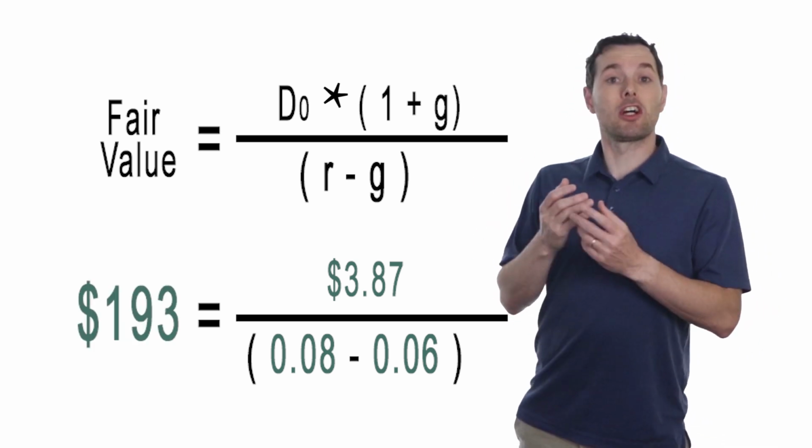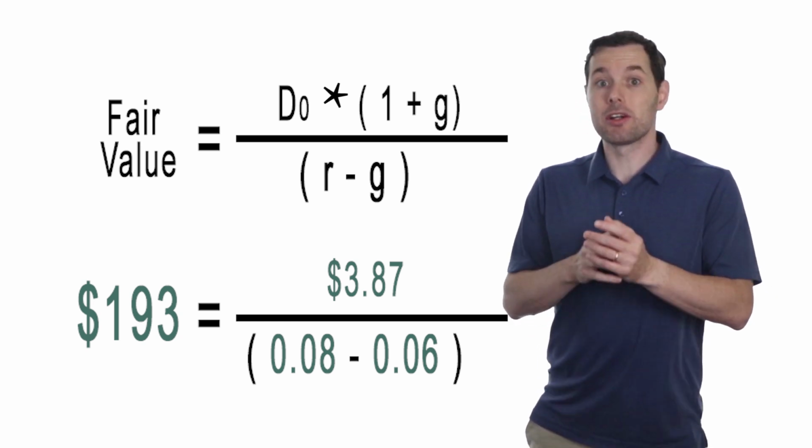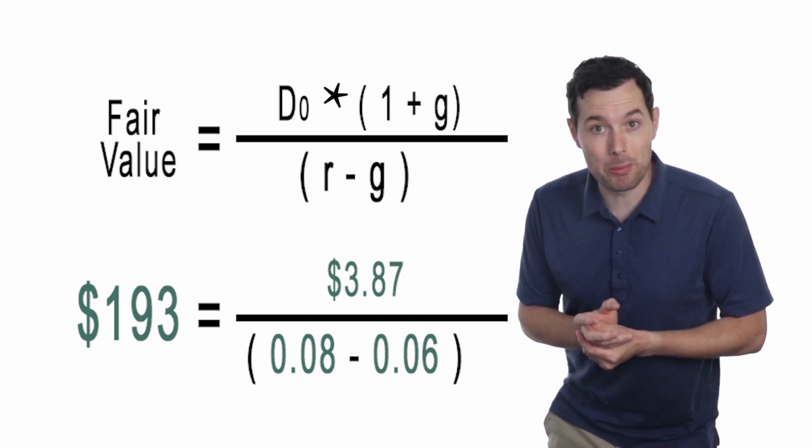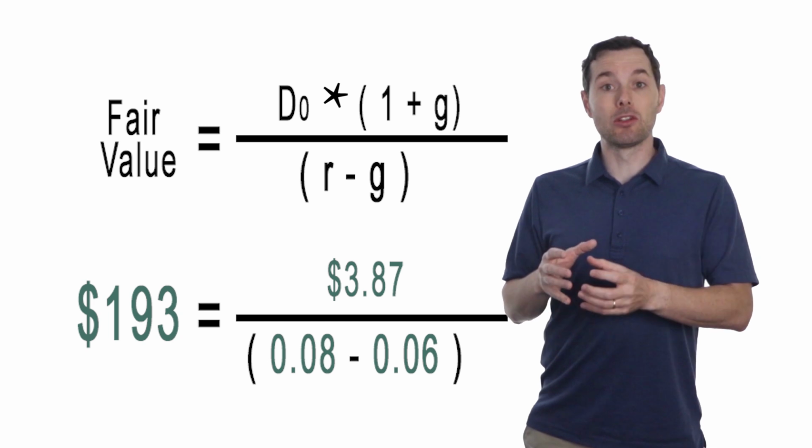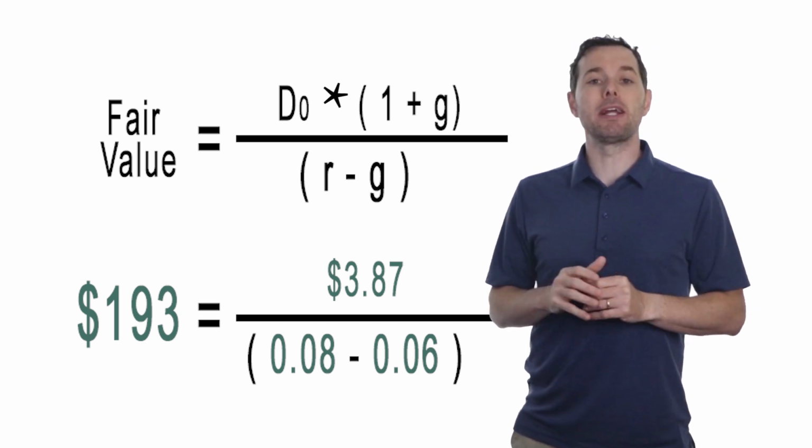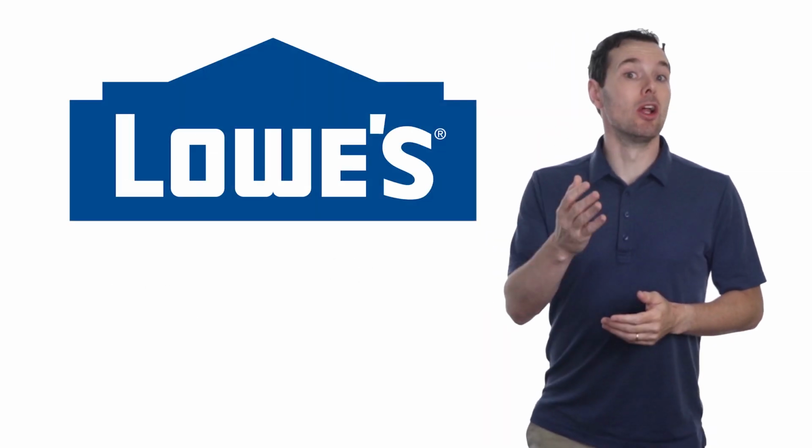Right now, Johnson & Johnson is trading at about $140 a share. So according to our DDM formula, it would seem that Johnson & Johnson looks like a pretty good deal. Okay, great. But what about a company like Lowe's?